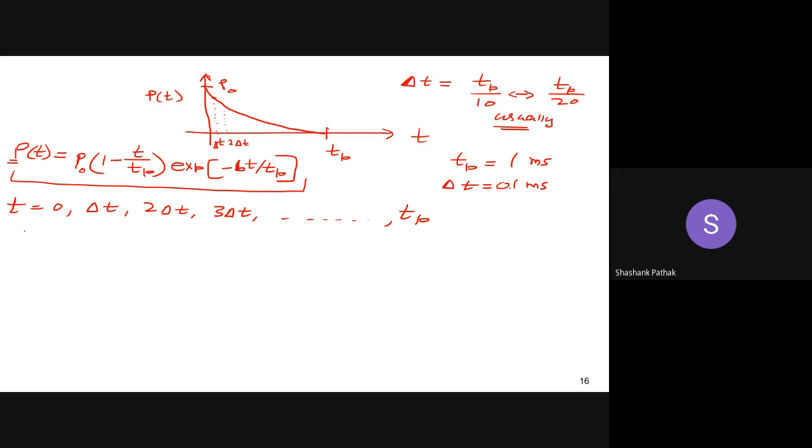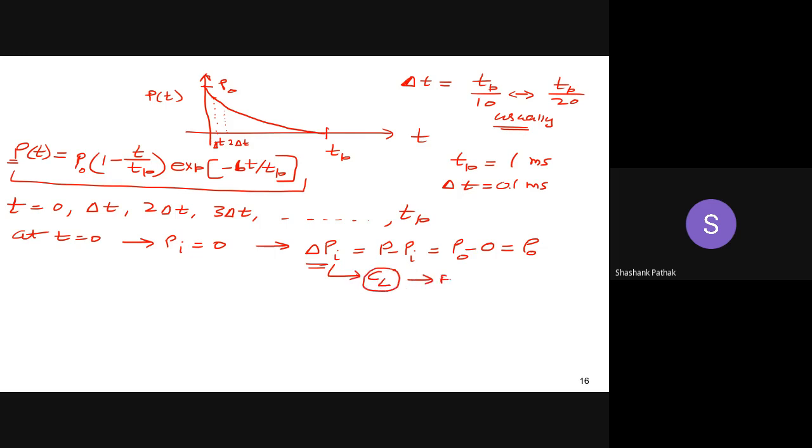Now, at T equal to 0, we know that PI equals 0. So what will be the pressure difference at T equal to 0? P minus PI. What is P? P is P0. What is PI? 0. Pressure difference is P0. Now that we have the pressure difference, from it we will get the value of CL from the empirical chart. I will show. Once we have CL, we can compute the delta PI for the next step, that is delta PI plus 1. What was that? CL into A upon V into delta T.